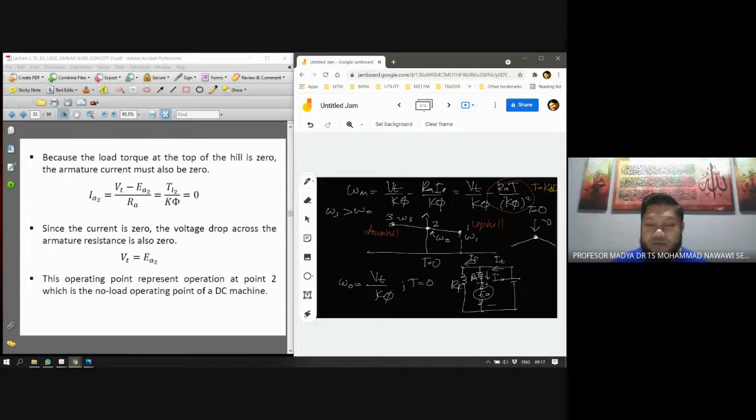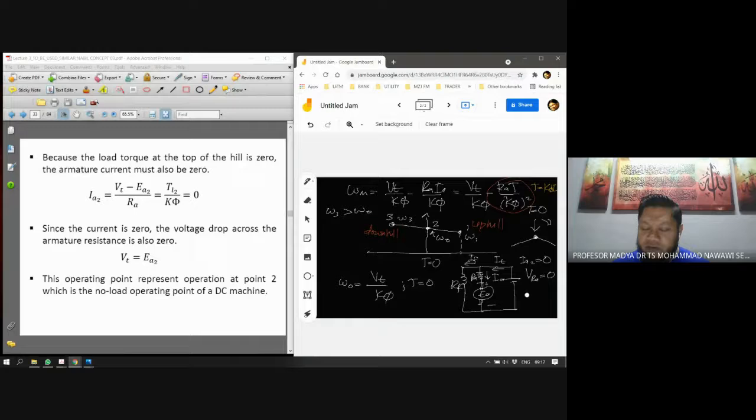Okay, so if you look at this equation, IA2 equals VT minus EA2 divided by RA, equals torque divided by K flux, and this equals 0. So if you put it at point 2, it is 0. Why? Because the torque is 0 and there is no torque, so IA equals 0. In that case, the voltage drop across RA, so if I write VRA, equals 0, isn't it? Because the current IA is 0. So VRA equals 0.